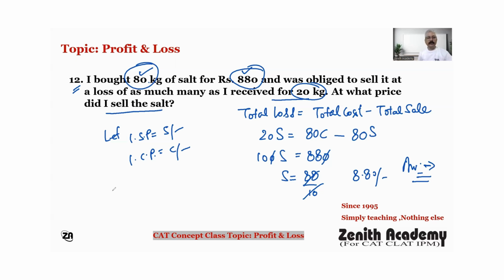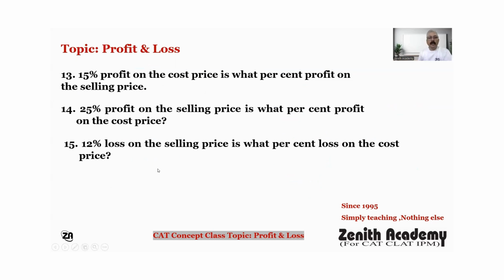Now see next. Here are some important points, just as information I am sharing here. If 15% profit on the cost price is what percent profit on the selling price? So very simple. If the cost is 100 and 15% profit, so if CP is 100, then profit is 15. It means selling price is equal to 115 rupees.